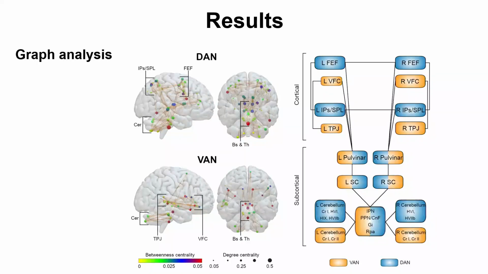In terms of the graph theory analysis, we measured two centrality parameters, namely betweenness centrality and degree centrality. And you can see that the subcortical nuclei have high ranks in both of these measures, suggesting that they do not only belong to these networks, but they seem to have, or may have, a position in the structural organization of these networks.